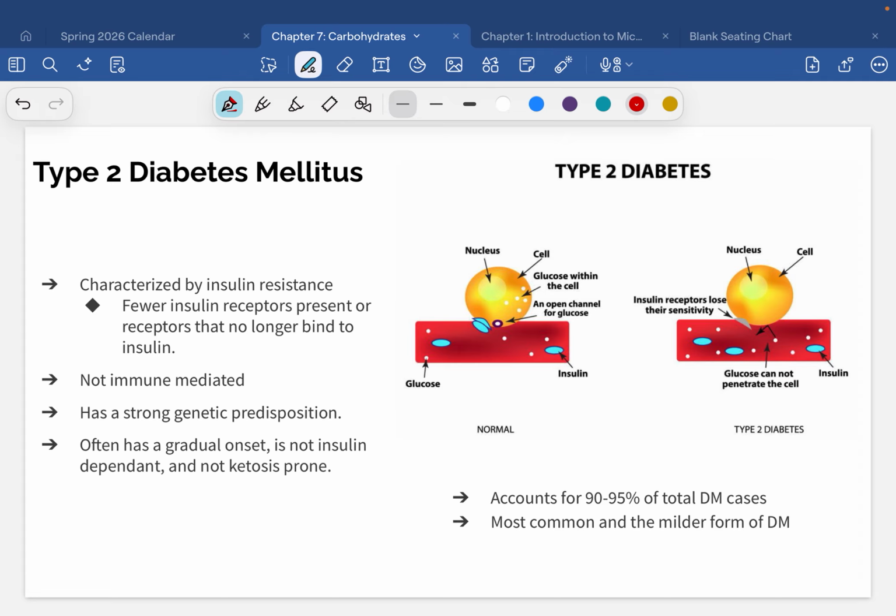So type 2 diabetes mellitus is not an autoimmune disease. This is an acquired condition. It usually happens later in life. So another word for this is adult onset diabetes mellitus. And the reason that this happens is that it is characterized by insulin resistance. So what that means is your body still produces insulin, but your cells stop responding to it.